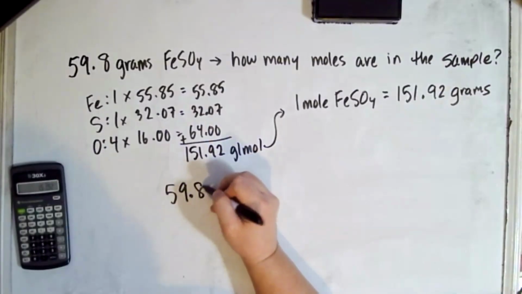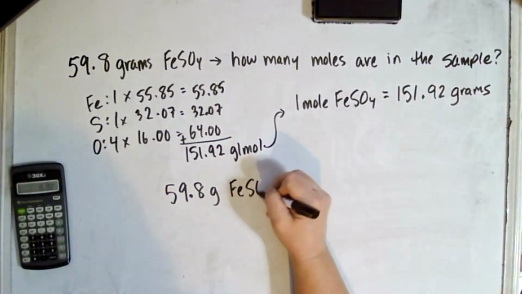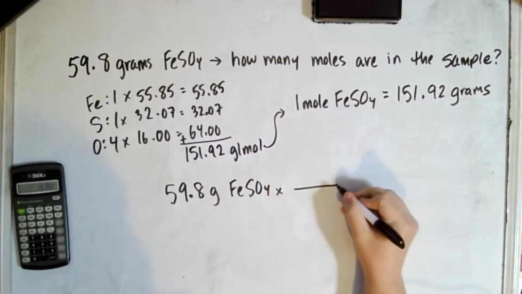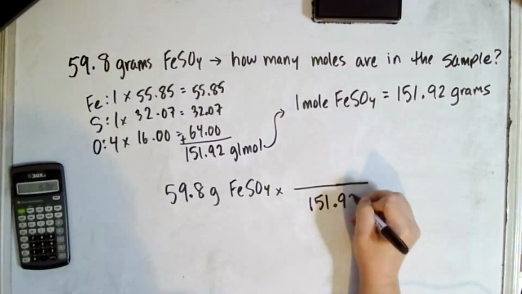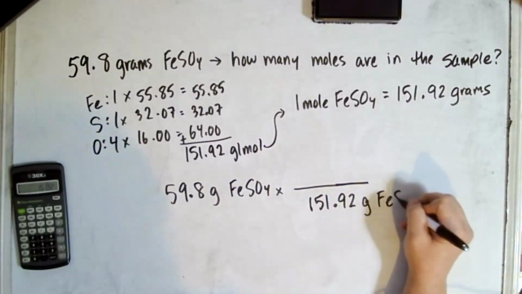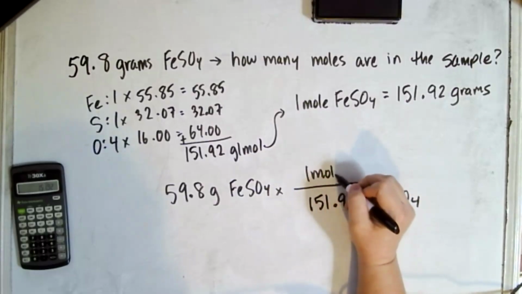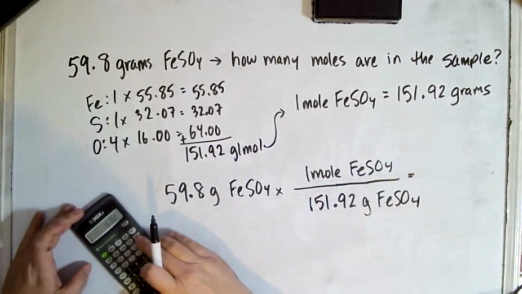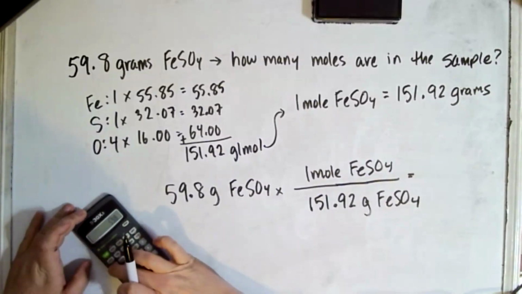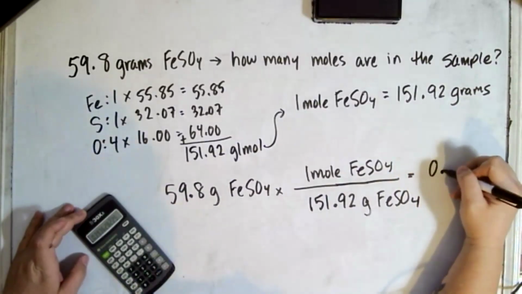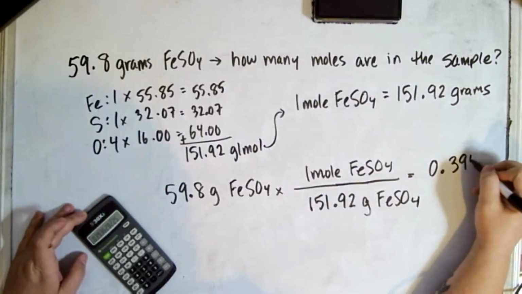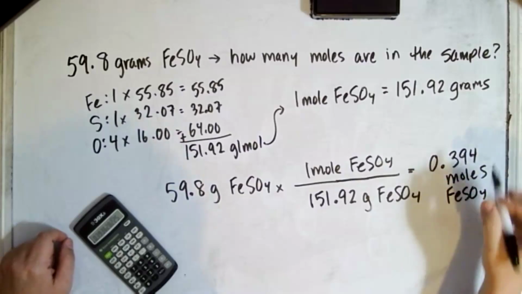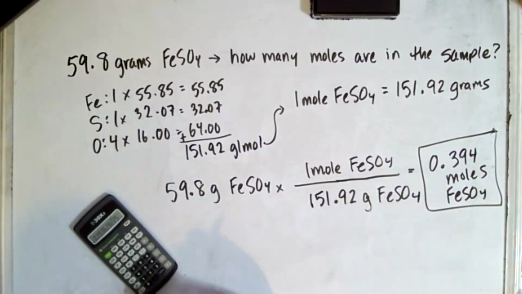So if I'm starting out with 59.8 grams, then when I set up my conversion factor, I'm going to want to make sure that my grams of FeSO4 goes in the bottom so that my units cancel out. And my mole value goes up top. Okay.